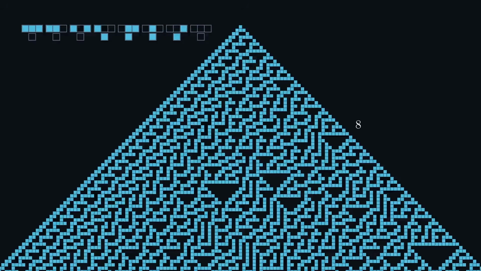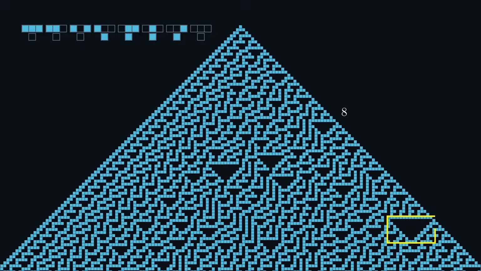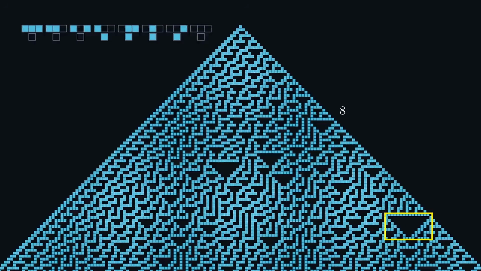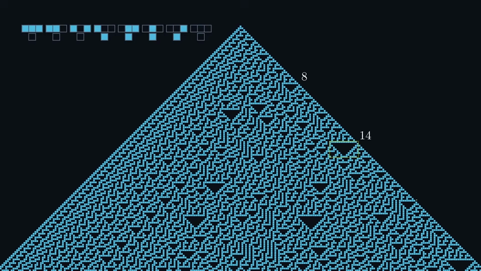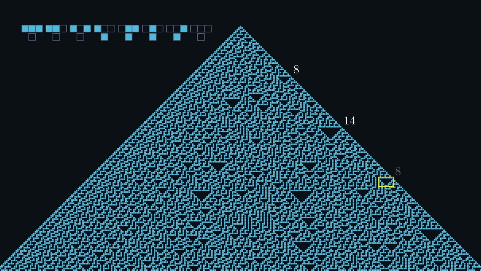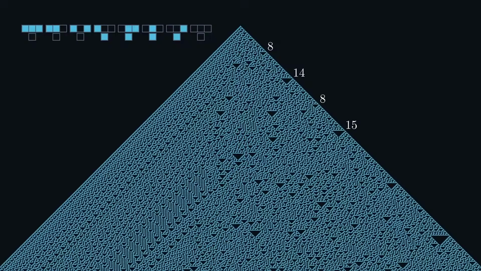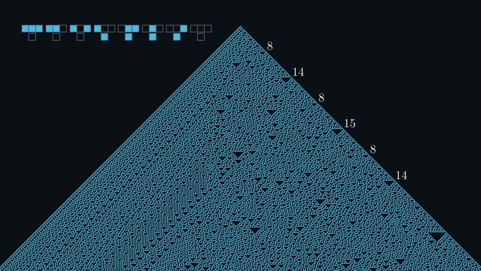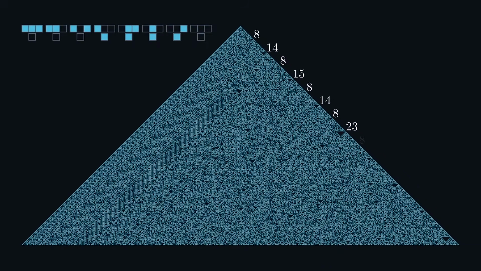So that's one triangle. Further down along the right boundary, we see a bigger triangle. It's formed in the same way, kicked off by a block of 14 black squares. And if we keep going, here's another triangle. Its width is 8. And this one has width 15. If we keep going even more, the next widths are 8, 14, 8, and 23. Will we keep getting bigger and bigger triangles? Next, we get 8, 14, 8, 15, 8, 14, 8, 24.